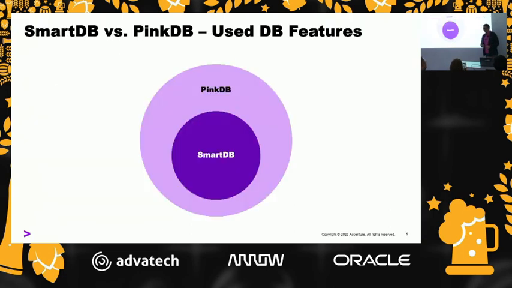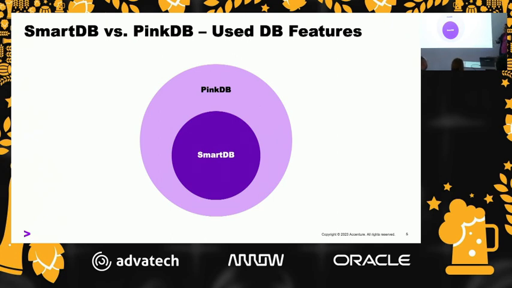I said it's based on SmartDB, but what's the difference? Good question. So I prepared 2 slides regarding the differences, and this shows the database features. When we look at the database features, we see PinkDB allows more database features, and SmartDB is more terse. So when you look at the Venn diagram, you see, okay, every SmartDB application is automatically also a PinkDB application, but not the other way around.